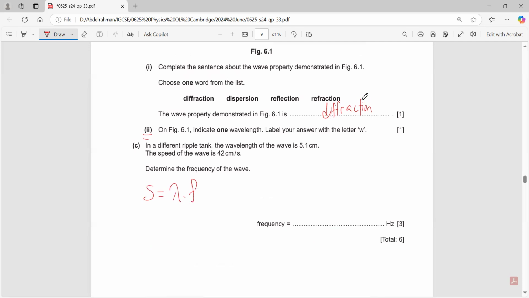Can I find the frequency? Yes, I can find the frequency. It would be the speed over the wavelength. Frequency equals speed over wavelength. The speed is 42 and the wavelength is 5.1, which would be around 8.2 hertz.